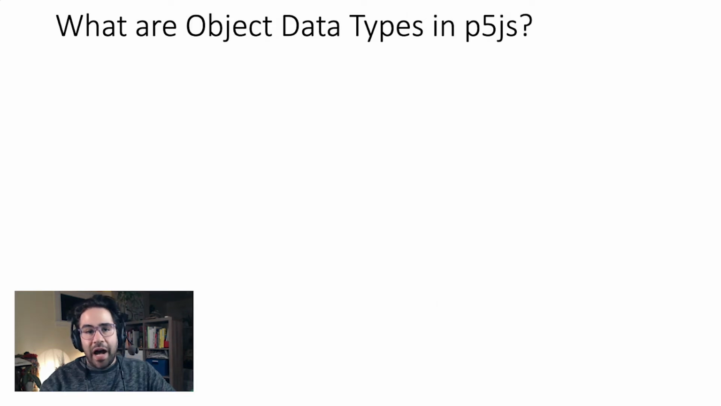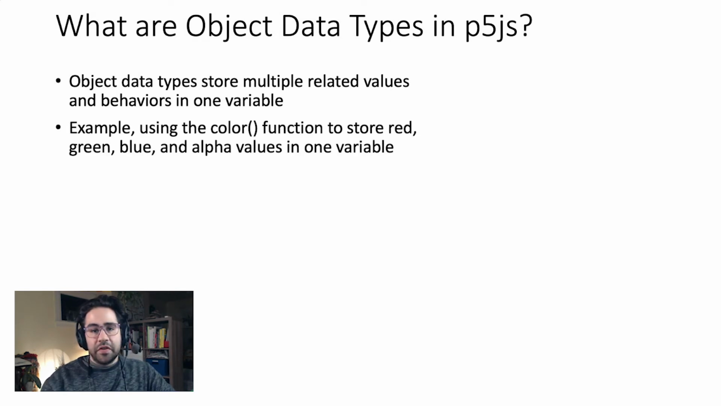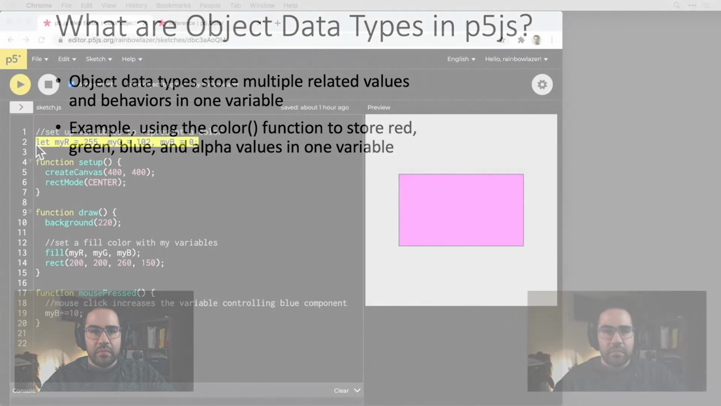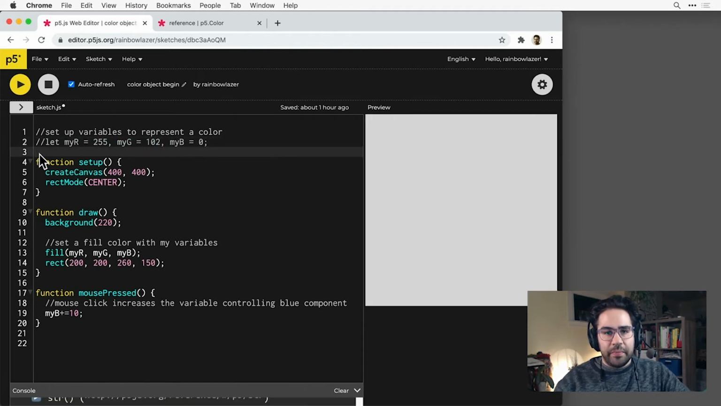Last but not least, we have object data types. These store multiple related values and behaviors all together in one variable. And that could be really helpful in making your code writing process a bit more intuitive and matching what you type out in the editor with the behavior that you're trying to see on the canvas. For an example of using object data types in a variable, let's play with the p5 color object to simplify our example code.